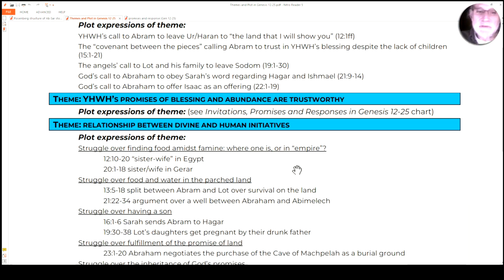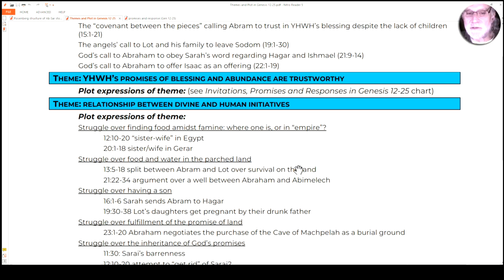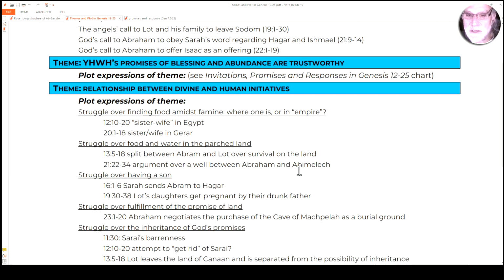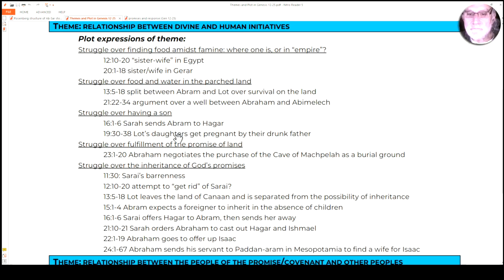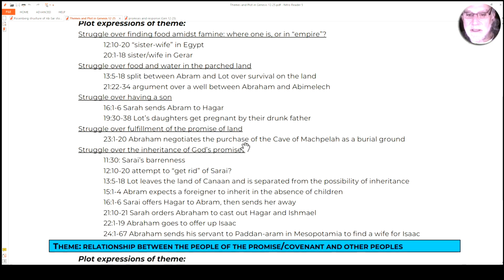The relationship between divine and human initiatives, and isn't that a basic one for Genesis and for the New Testament and for all of life? What is the relationship between God's will and human will in shaping our lives and the lives of those around us? And so we'll see that around a number of issues, about finding food amidst famine, about food and water in a dry land, about children, about fulfillment of the promise of the land, and over the various questions of inheritance of God's promises, which is to say we'll have our first intergenerational story where the question is going to be not only for Abraham and Sarah, but for their descendants.